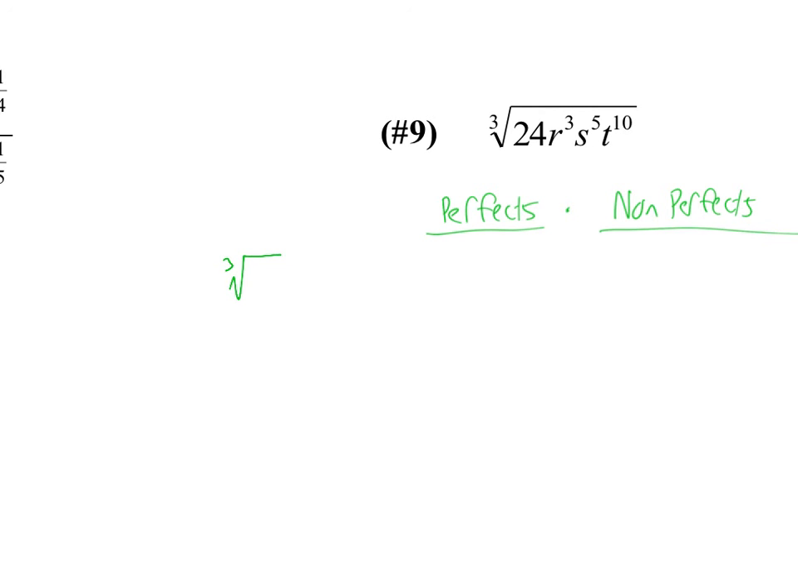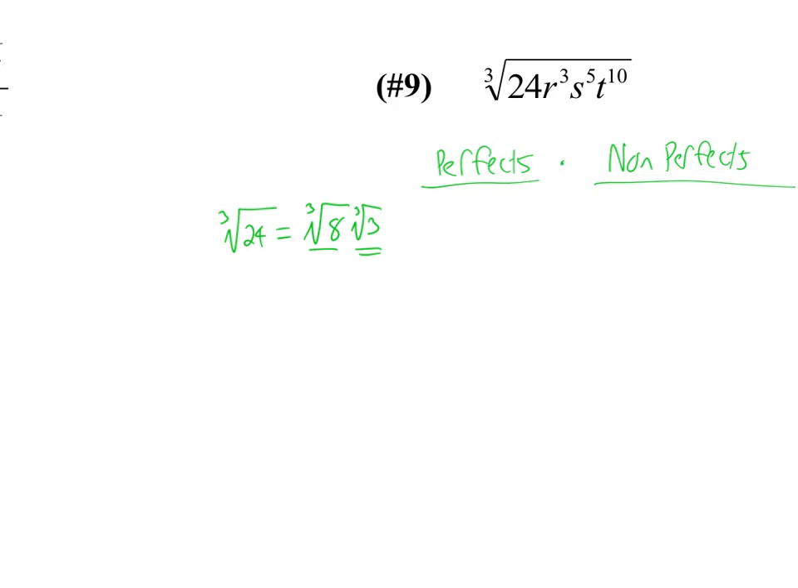The cube root of 24, I can split that up into a perfect cube that goes into 24. Our perfect cube is 8, and 8 goes into 24, so I can write the cube root of 8 times 3. 8 times 3 is going to be 24, so this is our perfect, and this is our non-perfect, okay? So you want to do that for the numbers too if you're able to.